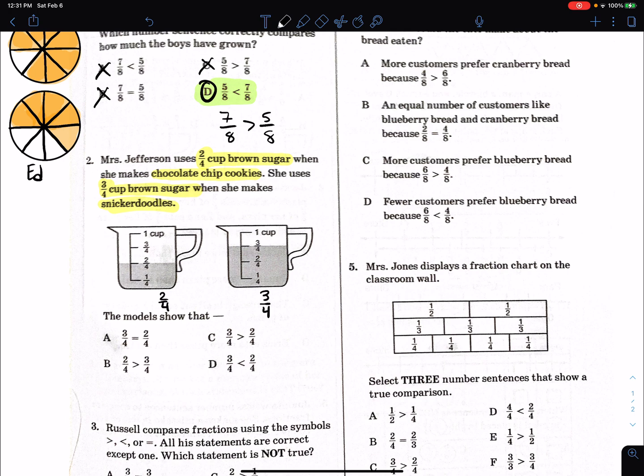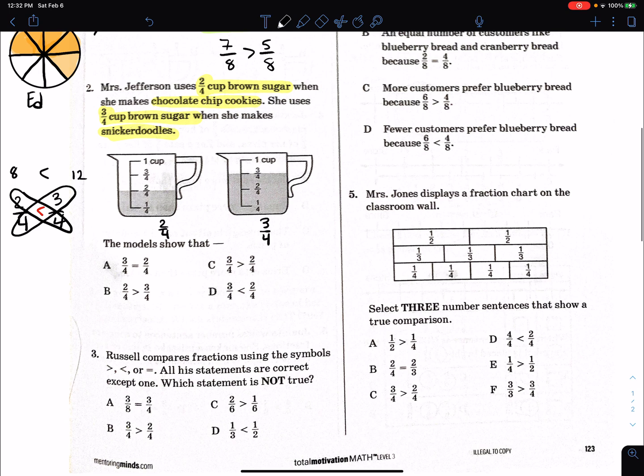Well, again, I could come over here and I could cross multiply. I could take 2/4, 3/4, and let's cross multiply. 4 times 3 is 12, and 2 times 4 is 8. Well, 8 is less than 12, so I know that 2/4 is less than 3/4. And we could use our measuring cup models to see, or if you needed to see it represented a different way, you could use a diagram.